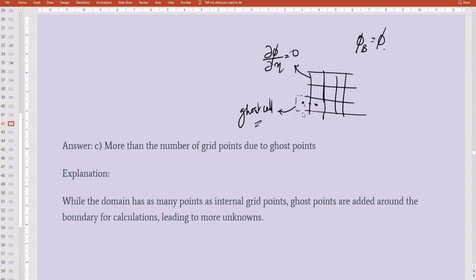So here we have to solve for both this ghost cell and the boundary condition. To solve for the boundary condition, we have to solve for this ghost cell or virtual point also. So the number of unknowns will be more than the number of grid points, because we are introducing these ghost grid points here.